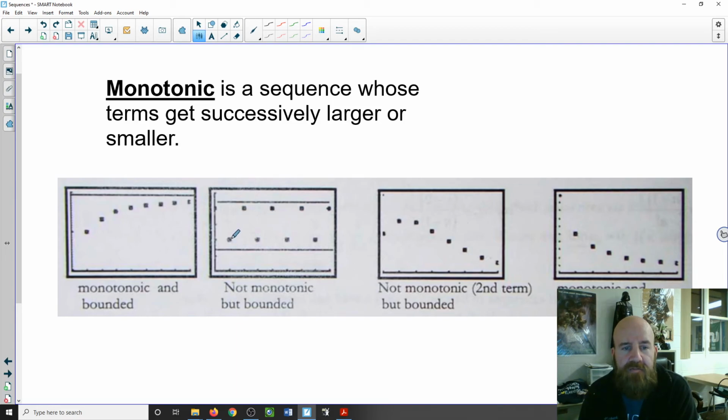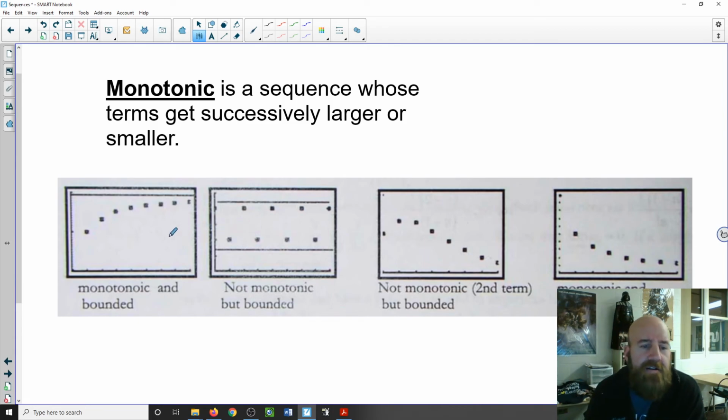Second picture, we get some fluctuation here. We're going between different values, up and down, so this is not monotonic. Third one, at the beginning we are increasing and then we go to decreasing, so this is not monotonic. Fourth picture, we are decreasing the whole way, so this is monotonic.